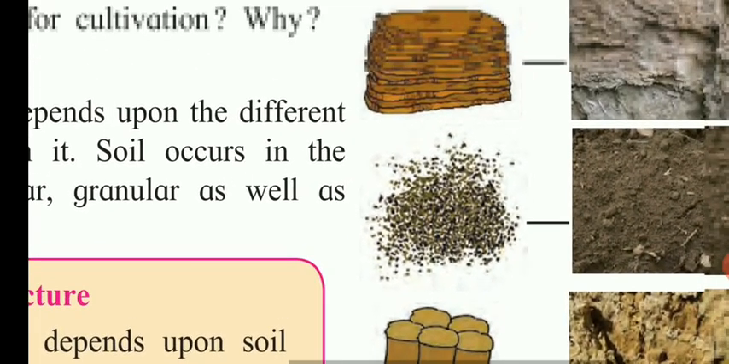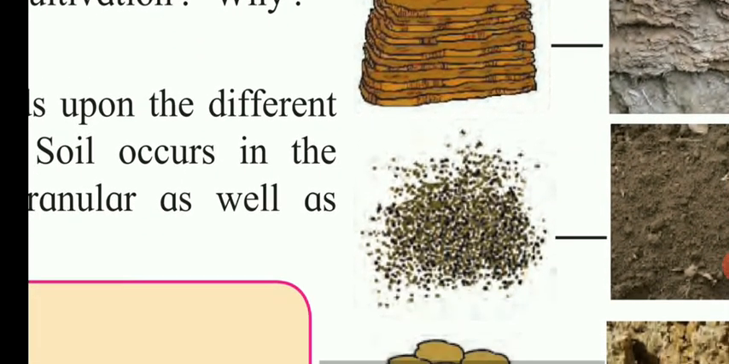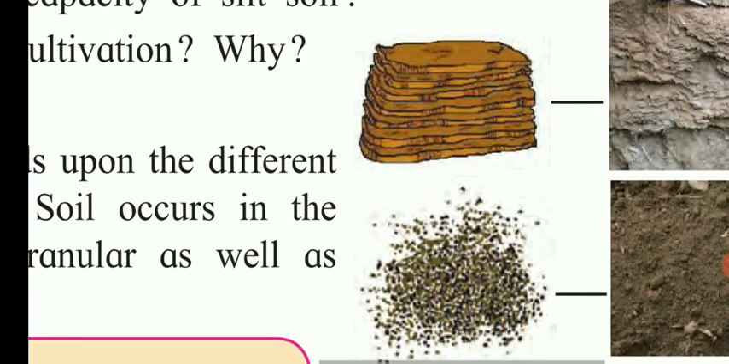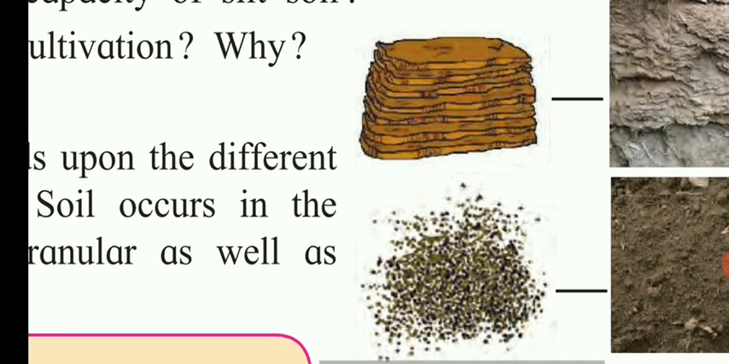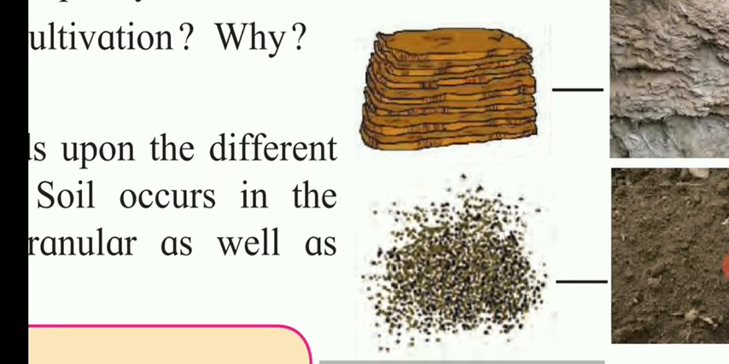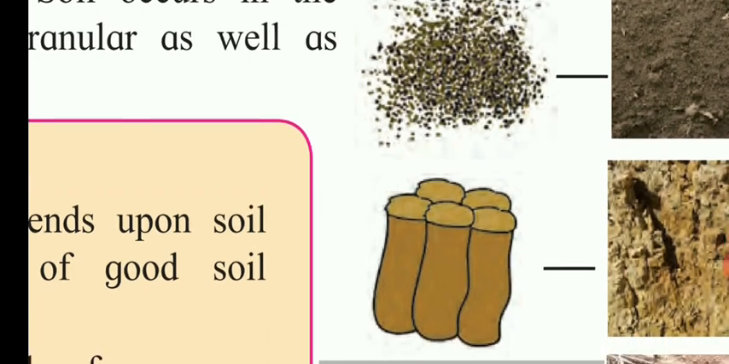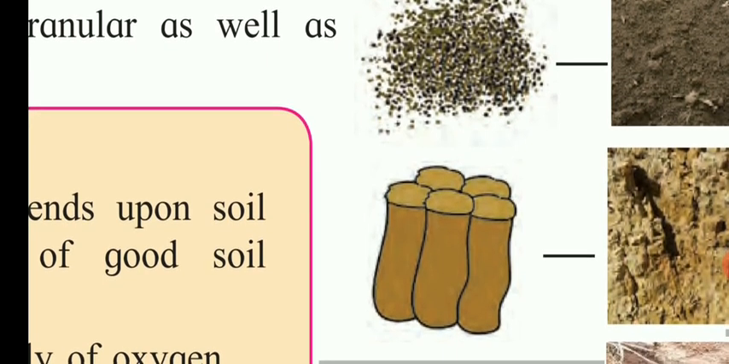So we will call it columnar. Then in a lamp shape, we will call it laminar. Then it occurs in a granular shape, so we will call it granular. After that, it occurs in a block shape, so we will call it a block-shaped structure. So soils occur in different shapes also.